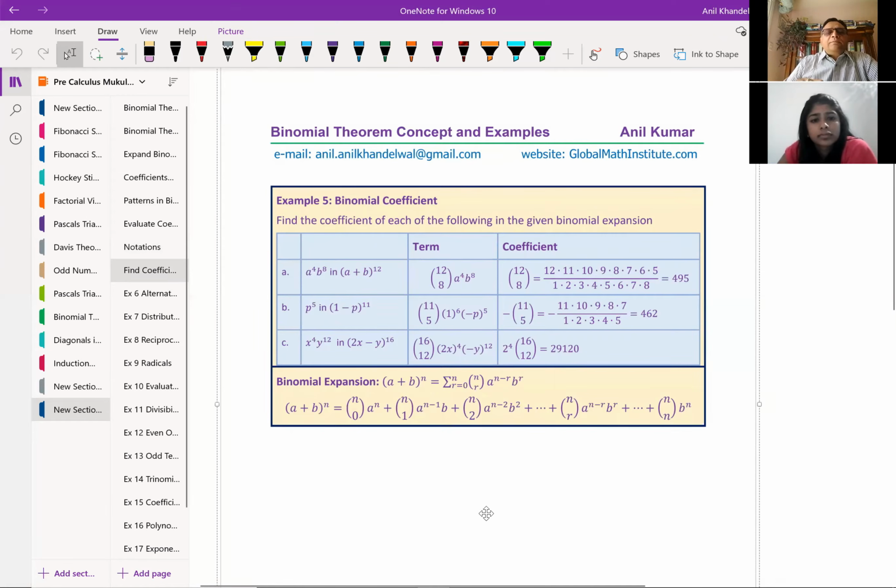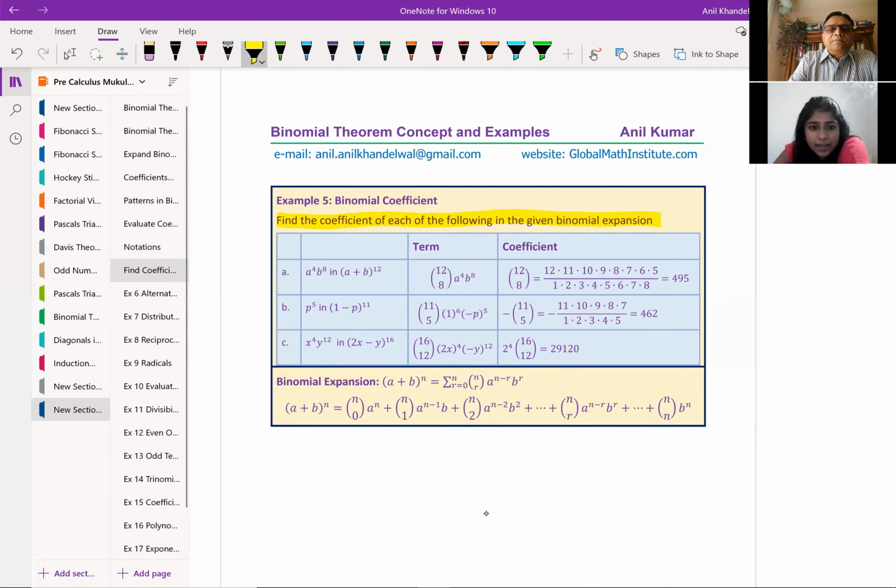Perfect. Now here is an example for you, Amy. Can you please read the question and then try to answer? Example 5, binomial coefficient. Find the coefficient of each of the following in the given binomial expansion: a to the power of 4 times b to the power of 8 in (a plus b) to the power of 12. So what will be the term which will have this in the expansion?